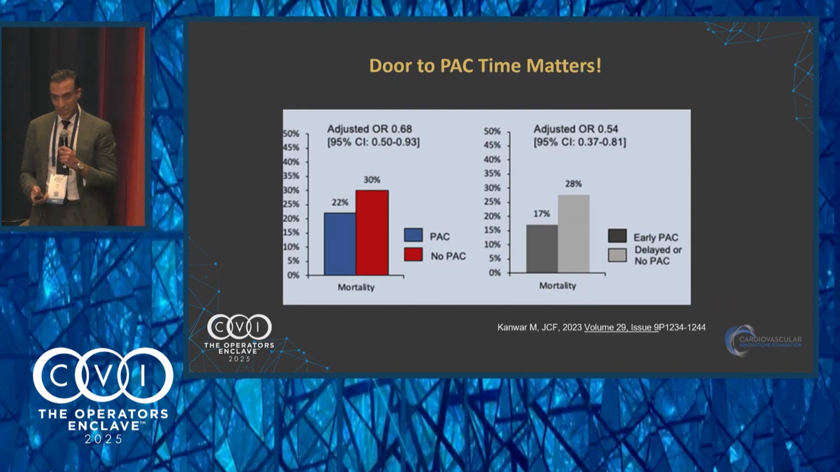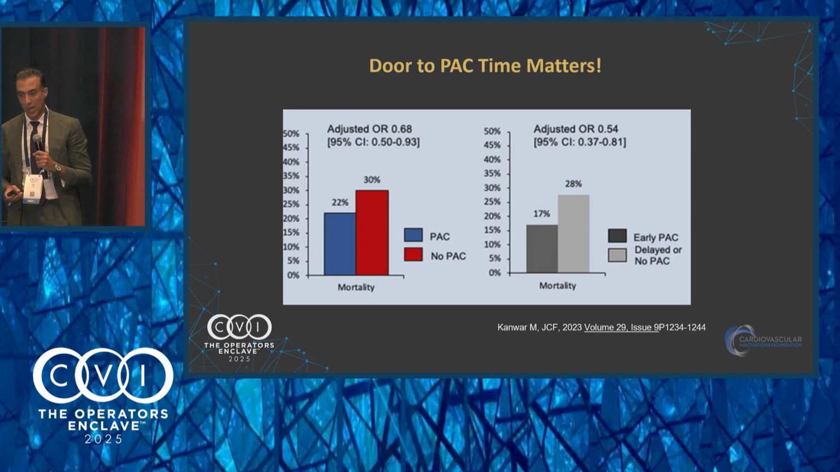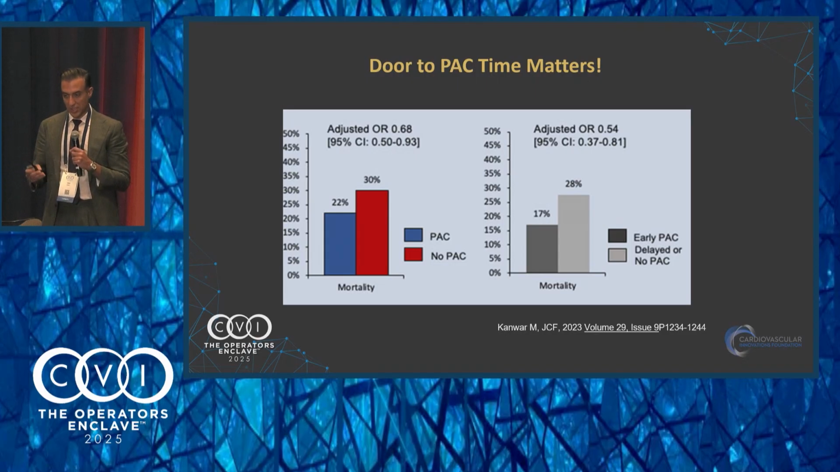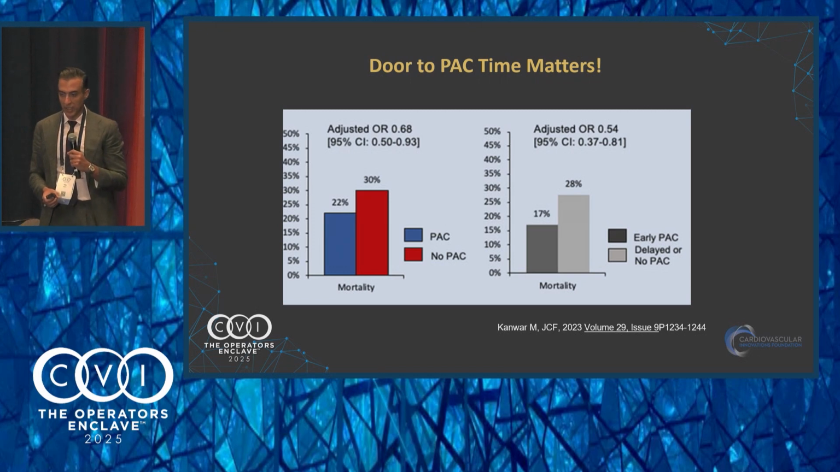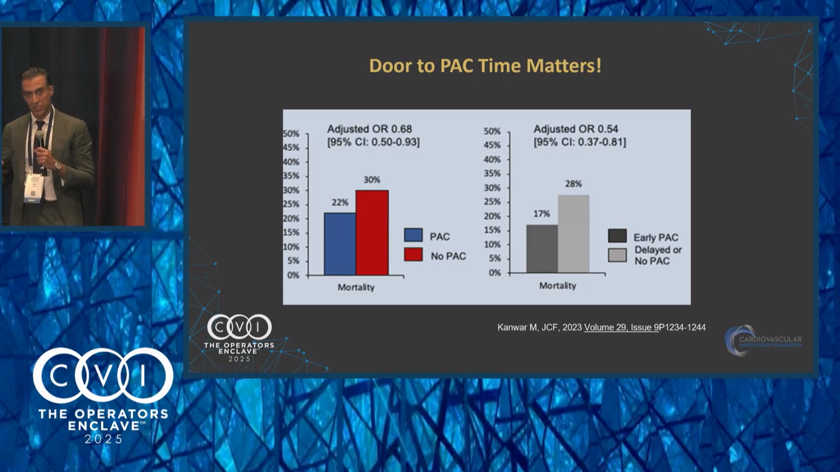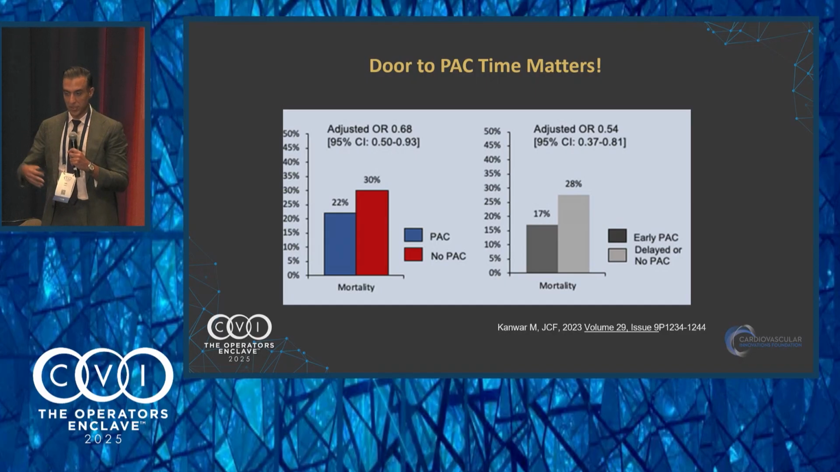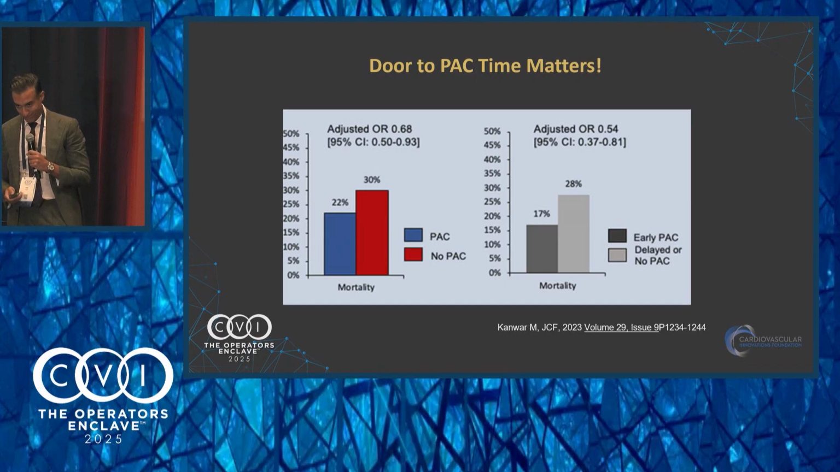There is another concept that I like very much, and I try to include that in our cardiogenic shock program. I call it the door-to-PAC time. This study, fairly recent, shows, as you can see on the graph on the right side of the screen, that patients who get the PA catheter early on, defined as less than 6 hours, have better mortality compared to patients who were delayed, defined as more than 48 hours.